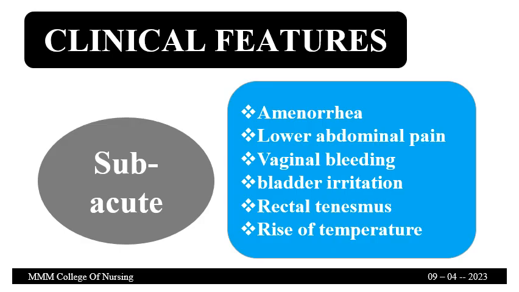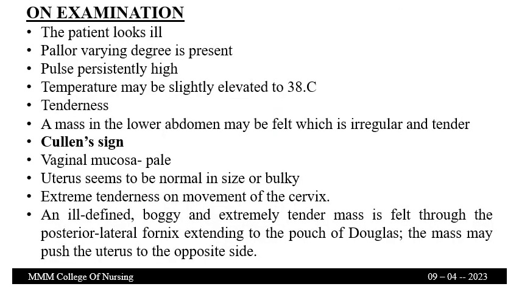Clinical features for subacute. The third type is subacute. The patient will have amenorrhea, lower abdominal pain, vaginal bleeding, bladder irritation, rectal tenesmus, rise of temperature. All this will be present in the subacute type of unruptured tubal pregnancy. On examination, the patient looks ill, pallor of varying degree is present, pulse persistently high, temperature may be slightly elevated to 38 degrees Celsius, tenderness present.